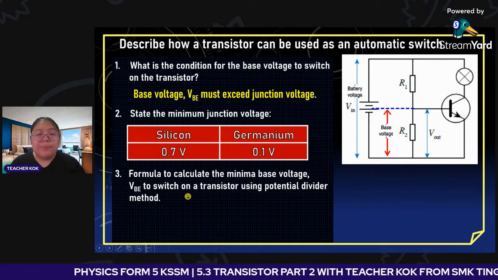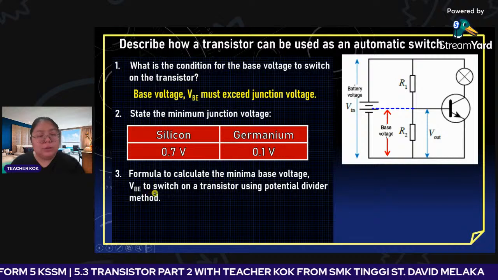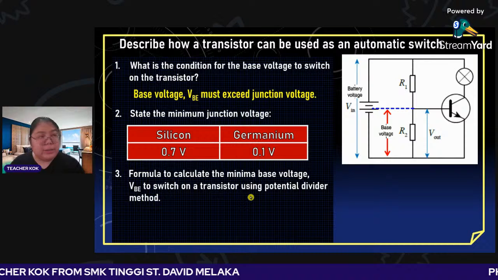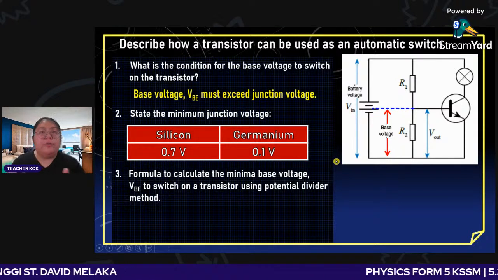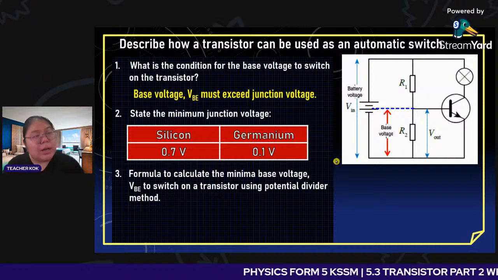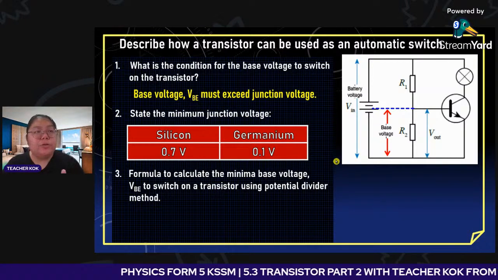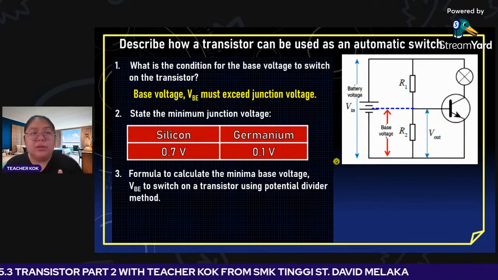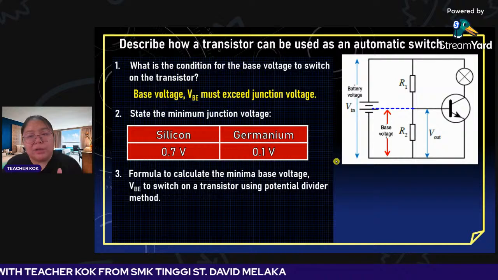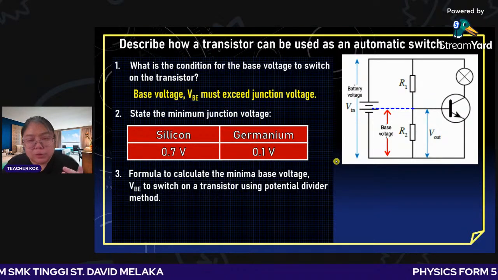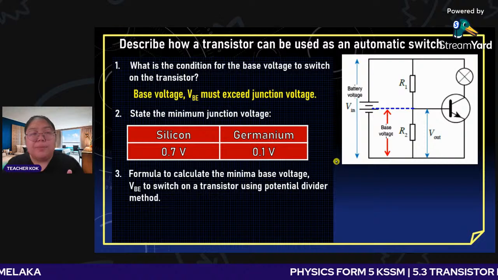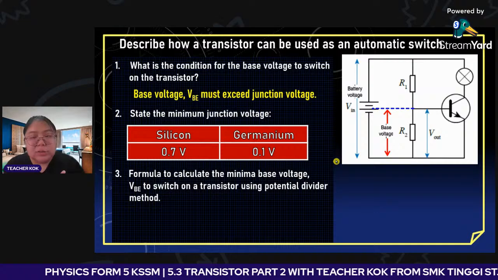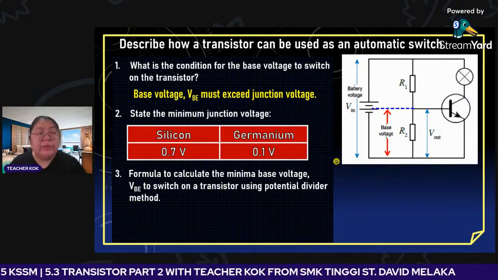Okay, the formula to calculate the minimum base voltage, VBE, to switch on the transistor using a potential divider. So remember the potential divider: you want to find V1, then you want to find V2, then we have a formula. That's easier for you to do the calculation when the question never provided current. I never said you cannot use current. You also can use the current to do the calculation, but there will be more methods, more steps to do the calculation. So if you want to be fast, we can use the voltage divider formula.